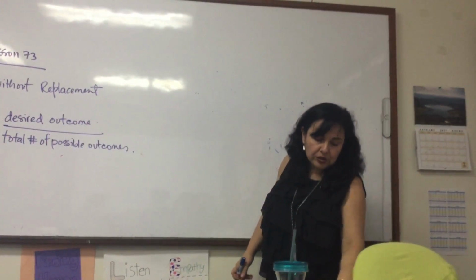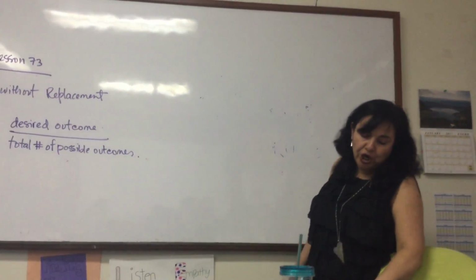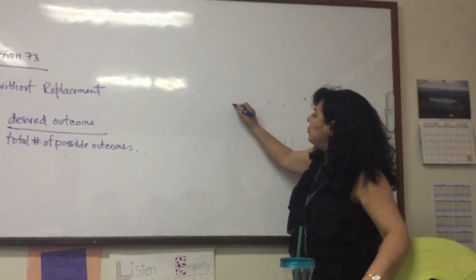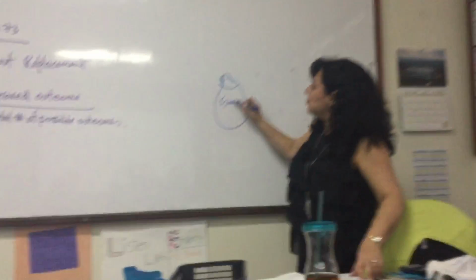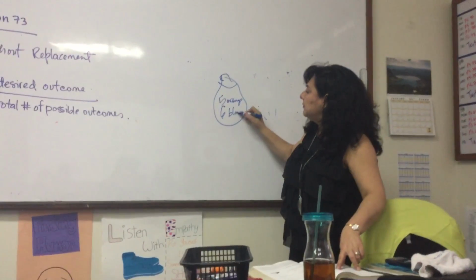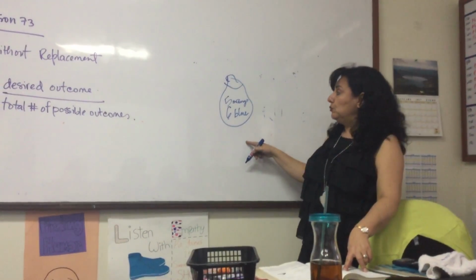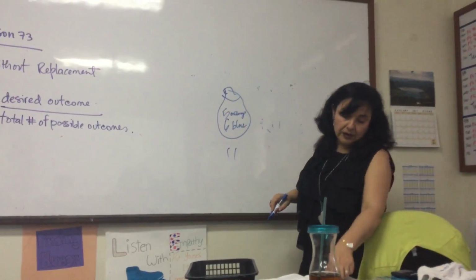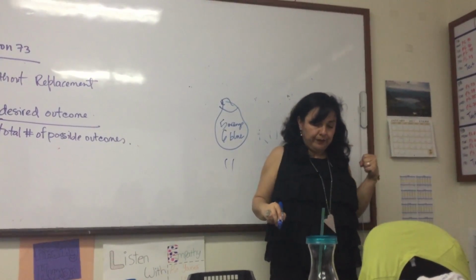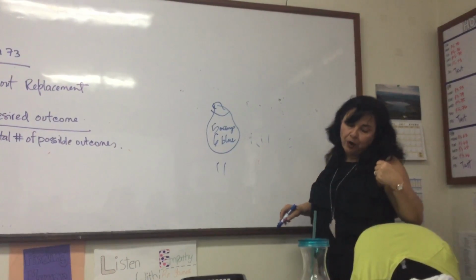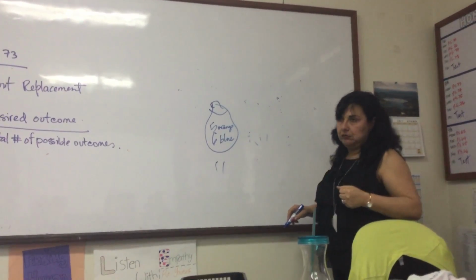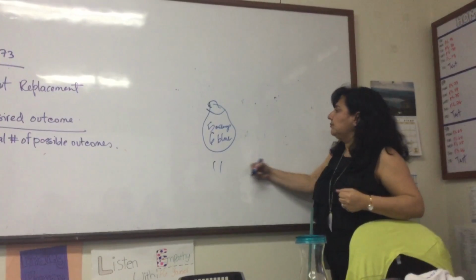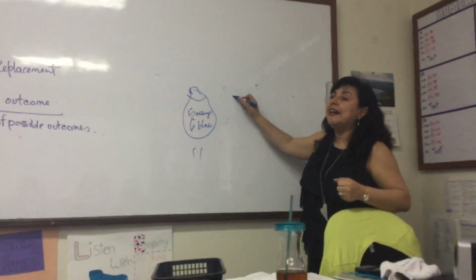Look at example E. It says, an urn contains 5 orange marbles and 6 blue marbles. For a total of how many marbles? 11. Okay. 2 marbles are drawn at random. What is the probability that both marbles are purple?